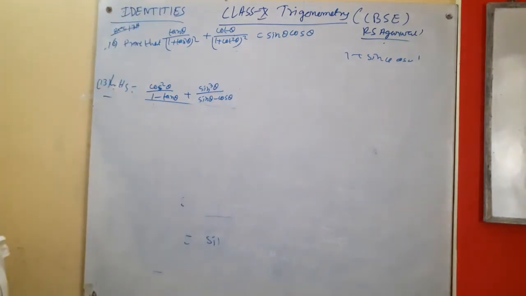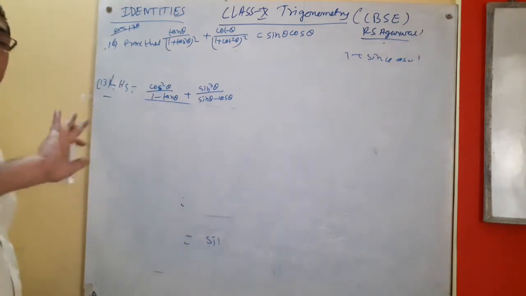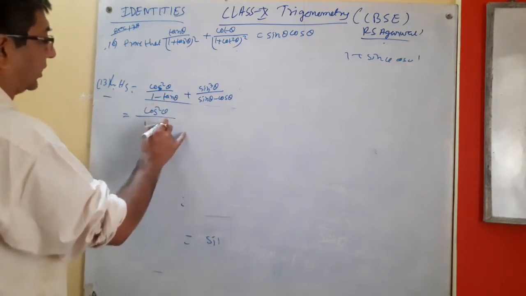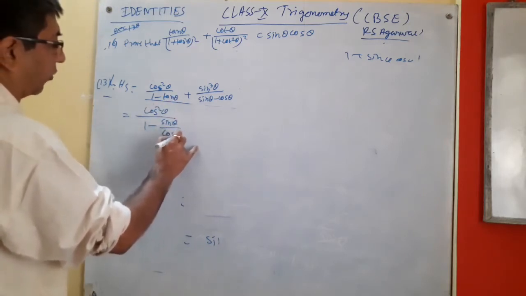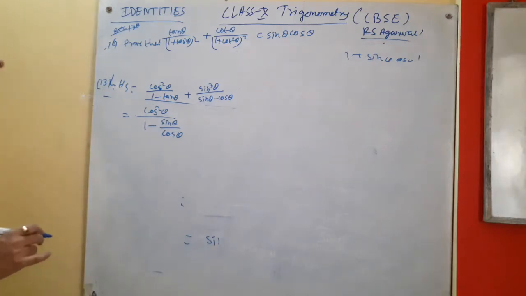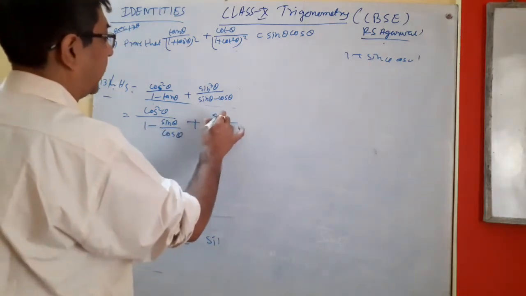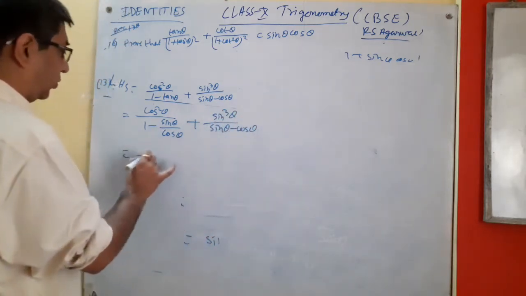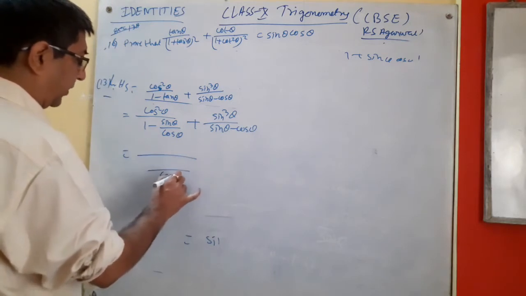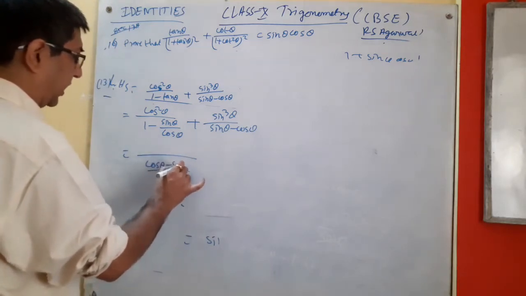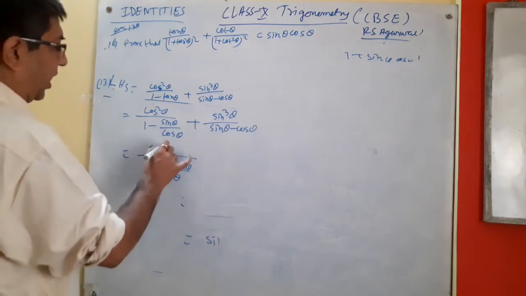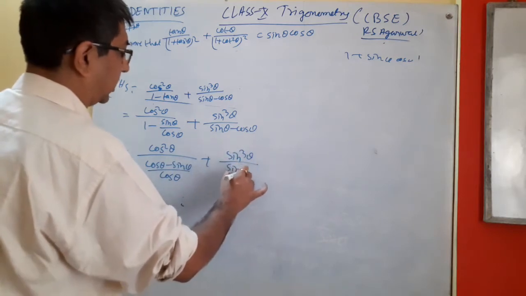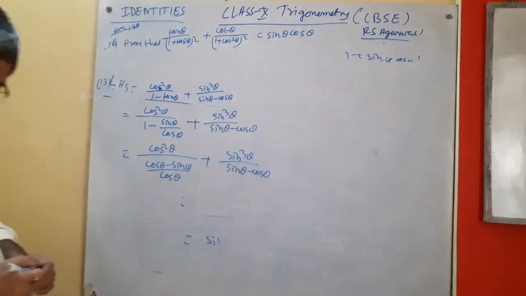Look, in RHS it is given 1 plus sin theta cos theta. That means no tan theta business. So what will you do? At first we split up tan theta this way, 1 minus sin theta by cos theta, right? Because we know tan theta equal to sin theta by cos theta. Plus this is sin cube theta by sin theta minus cos theta. So cos theta is LCM, cos theta minus sin theta.